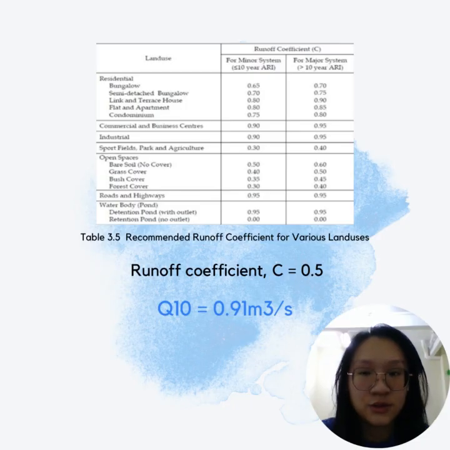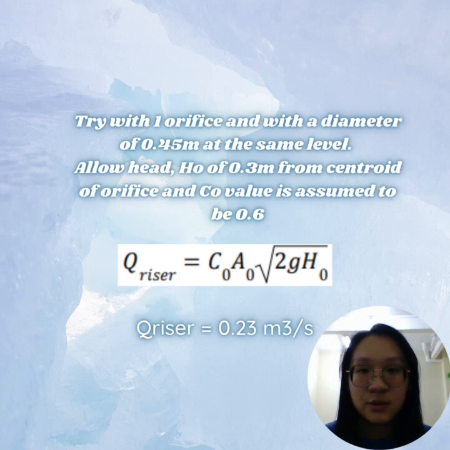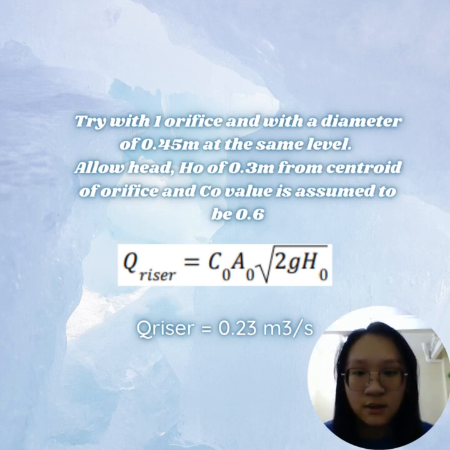By referring to Table 3.5, the runoff coefficient is 0.5. Then Q10 is calculated and equals 0.91 cubic meters per second. Next, try with one orifice with a diameter of 0.45 meter at the same level. Allow a head of 0.3 meter from the centroid of the orifice, and the Co value is assumed to be 0.6. Then Q riser is calculated using this formula, and we get 0.23 cubic meters per second.